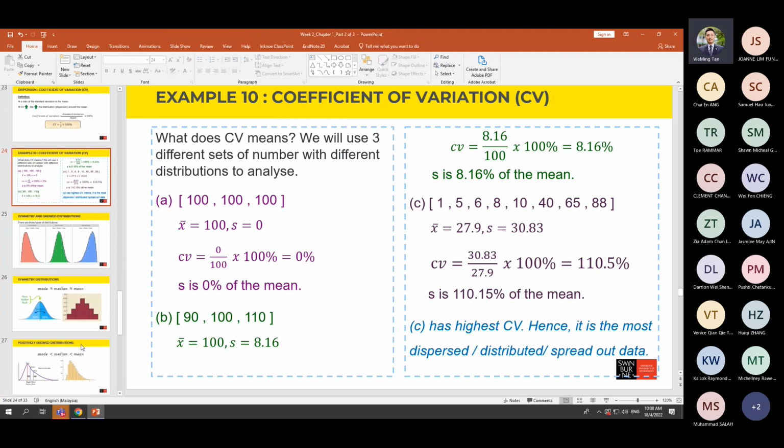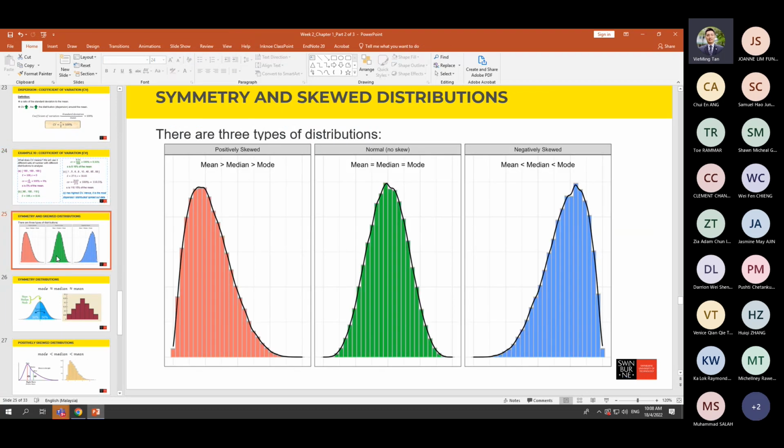Okay, I think the last one will be the skewness. Skewness actually is the measurement used to describe the data distribution pattern. So I repeat, skewness measurement is used to analyze the data distribution.